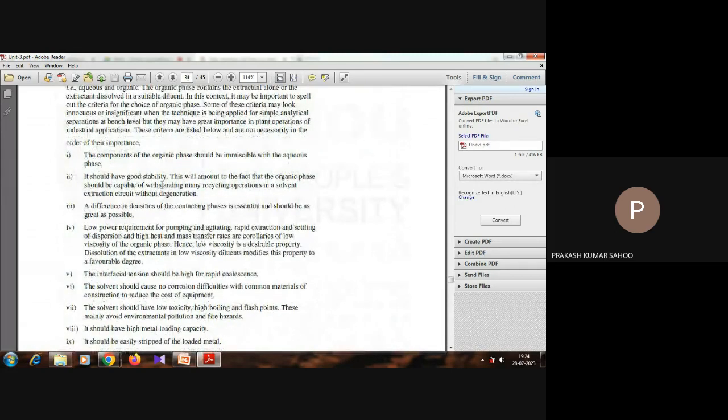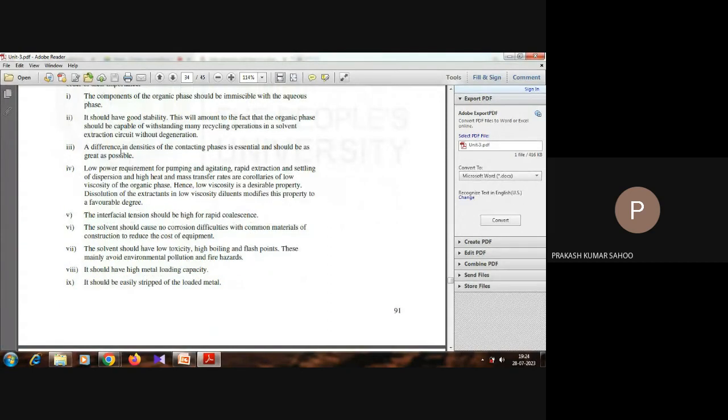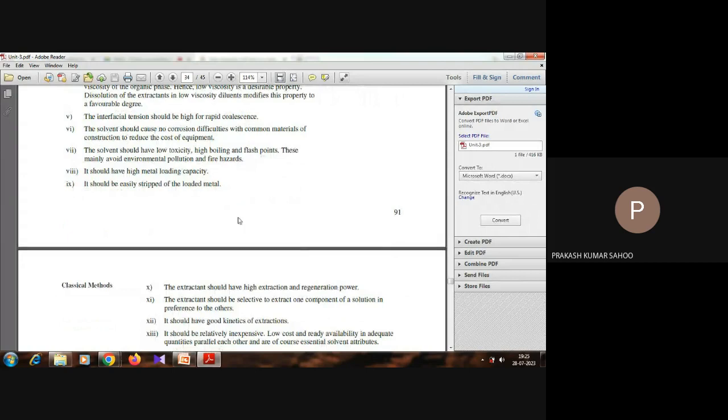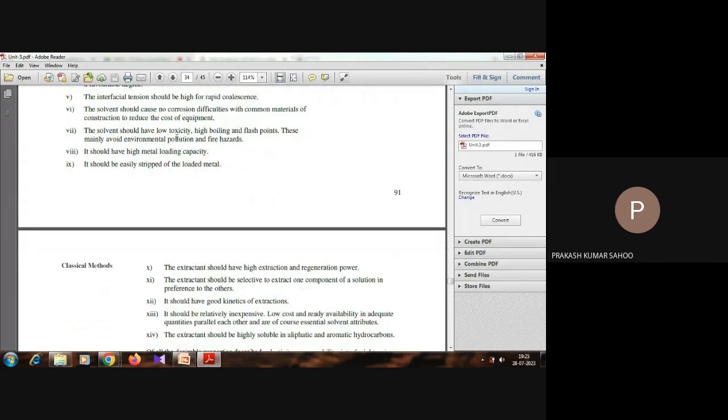What are the criteria? The components of the organic phase should be immiscible. This is a must criterion for your separation. It should have good stability. A difference in densities of the contacting phases is essential. It should be as great as possible. Low power requirement for pumping or agitating is required. The interfacial tension should be high for rapid coalescence. The solvent should cause no corrosion. The solvent should have low toxicity.